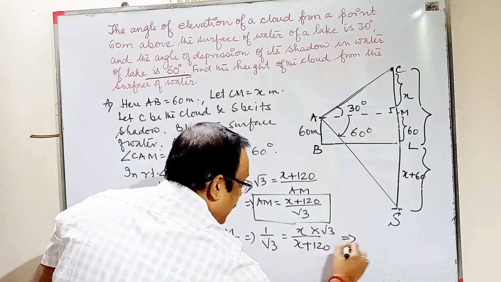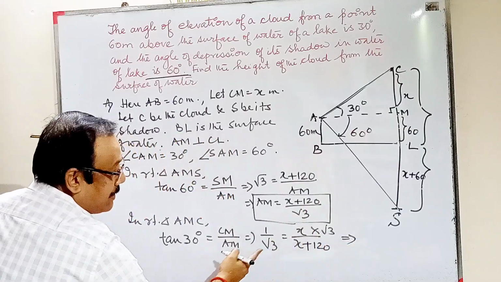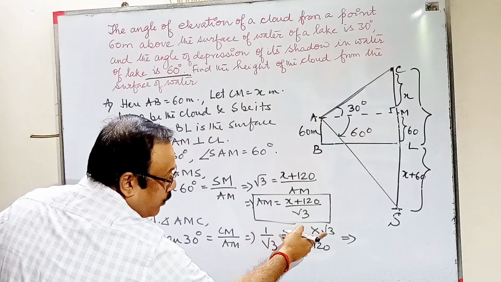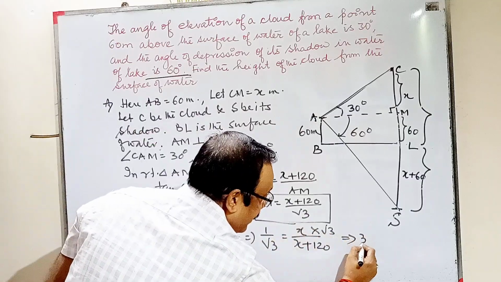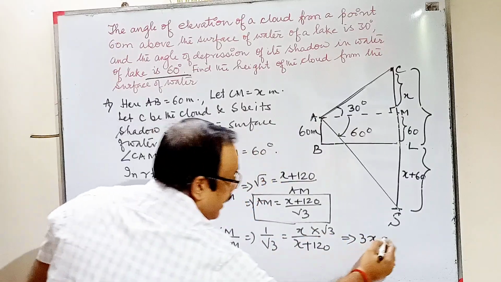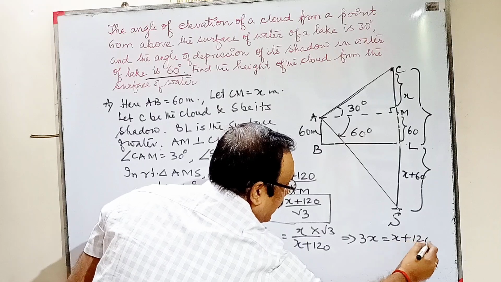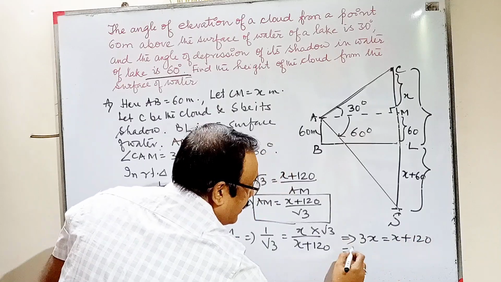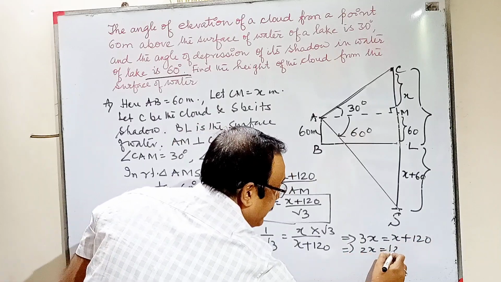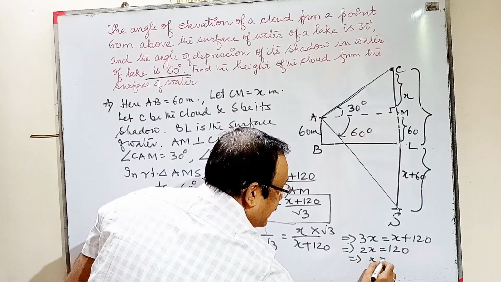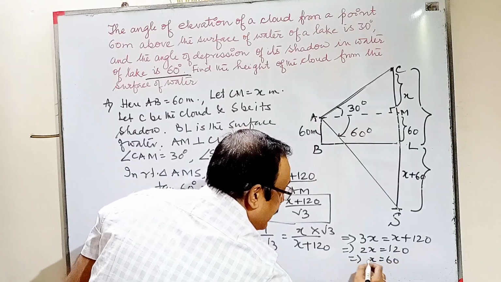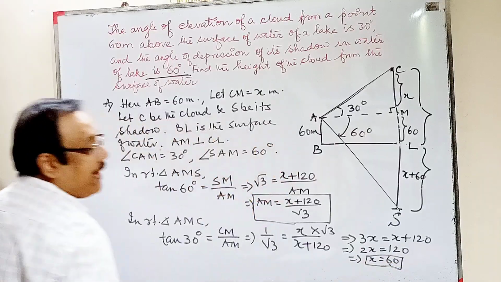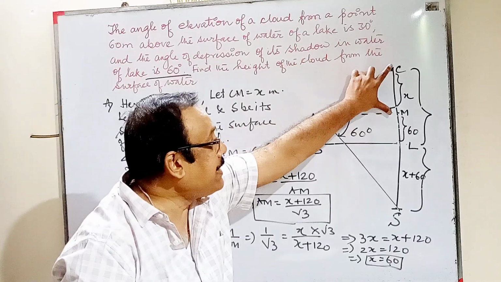Now if we cross multiply, what happens? Root 3 into root 3 becomes 3. So 3x is equal to x plus 120. If you bring x to this side, this becomes 2x is equal to 120, which implies x is equal to 120 divided by 2, that is 60. So we got the value of x as 60.